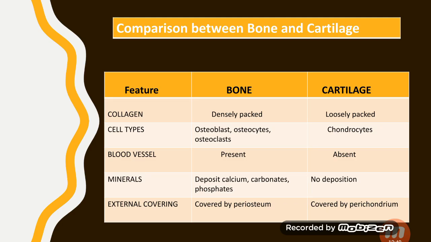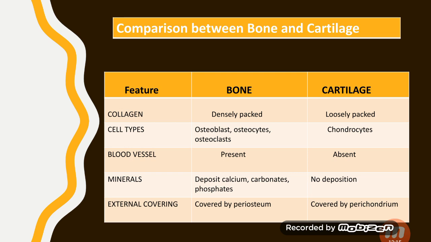Now there is a comparison between bone and the cartilage. If we talk about the features, first we will talk about the collagen, that is a protein which is densely packed in the bone and loosely packed in the cartilage. Cell types of the bone are osteoblast, osteoclast and osteocytes, whereas the cells of the cartilage are called chondrocytes. Blood vessels are present in the bone and absent in the cartilage.